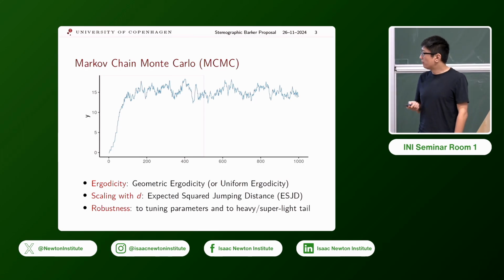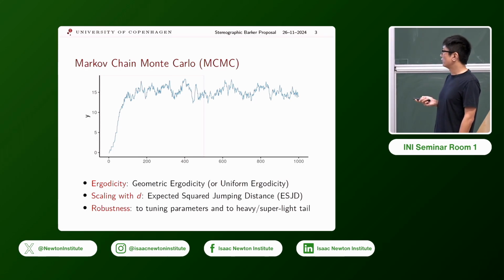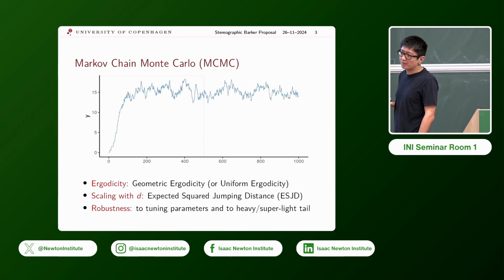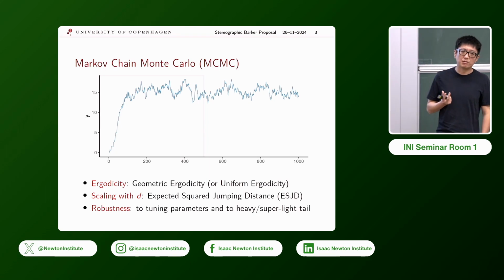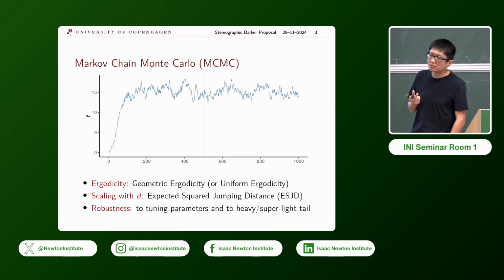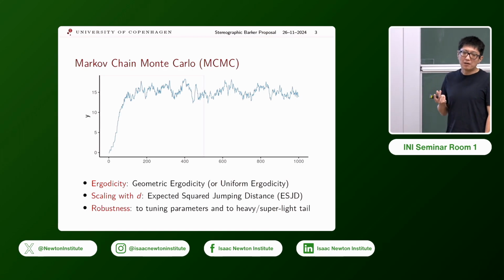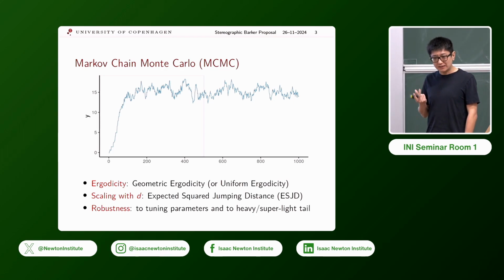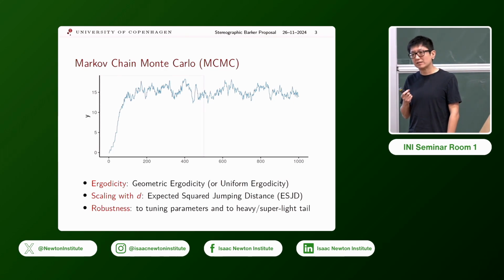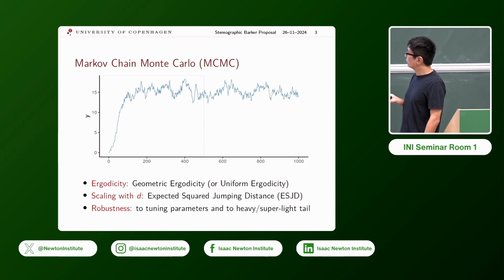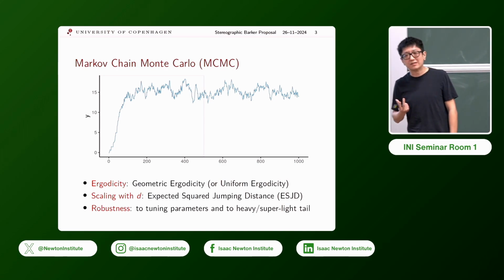By robustness, I will have three types of robustness. The first one is robustness to tuning parameters. Many MCMC algorithms we use have some tuning parameters, and usually if you tune them very well, the performance can be very good. But the problem is that some algorithms may be very sensitive to tuning, which means in practice it's very hard to learn how to tune the algorithm. So we need some robustness to tuning. It's a desirable property, which means the algorithm is easier to tune in practice.